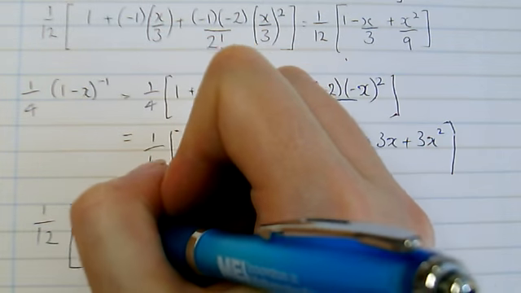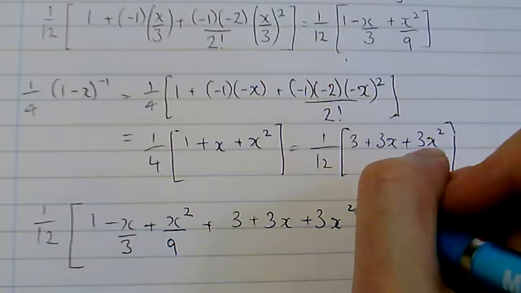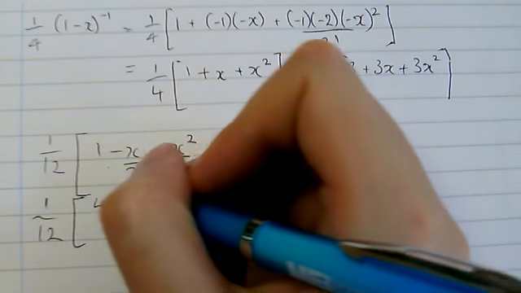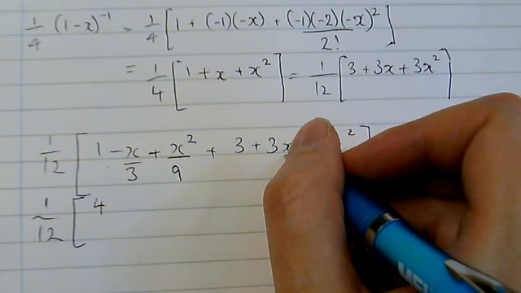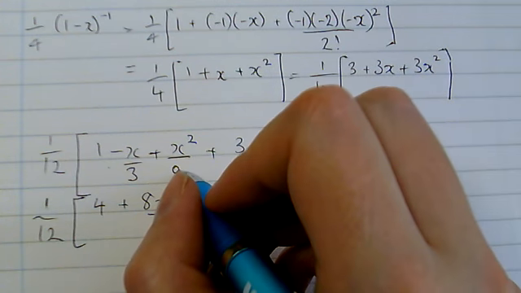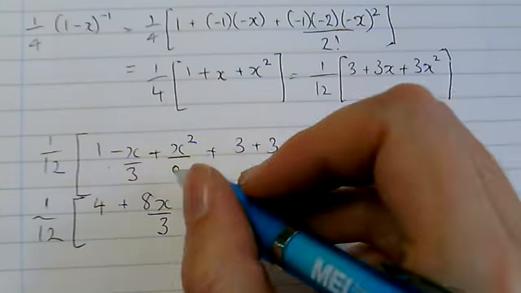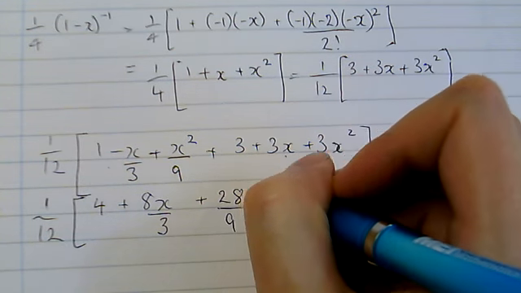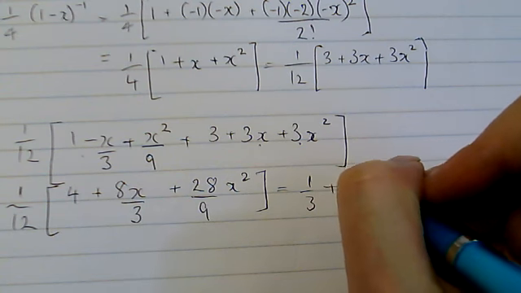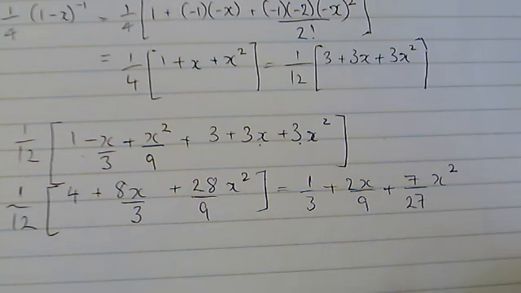So I've got 1 minus x over 3 plus x squared over 9 plus 3 plus 3x plus 3x squared, which is a 12th. 1 plus 3 is 4. 3 is 9/3. Take away 1/3 is 8/3. I've also got this x squared term is over 9, so that would be the same as 27 over 9. If I add this one on, I get 28 over 9. And then let's just multiply through the 12s and cancel down, and we get what we're supposed to, so we get a third plus 2x over 9 and plus 7/27 x squared, as we want.